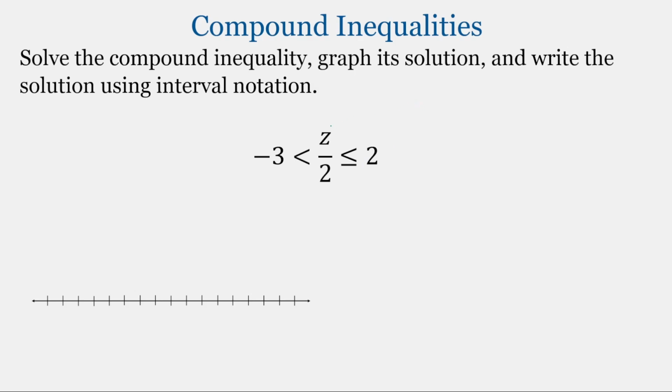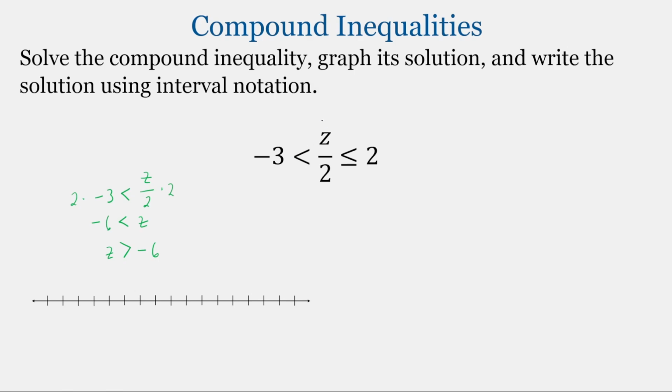We're going to take that center portion, that z divided by 2, between the two inequality symbols, and then we're going to take what's to the left. So this is one inequality. So we have -3 less than z/2. And then we would solve this inequality by multiplying both sides by 2. We have -6 less than z. And then we'll rewrite this as z greater than -6.